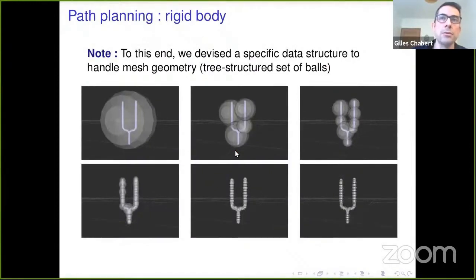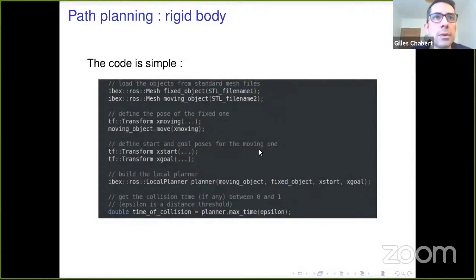And I can show you a quick demo. Just before, a note: to handle the mesh geometry, we devised a clever data structure that is basically a recursive set of balls that represent the geometry at different scales, as you can see on the pictures here. And before running the demo, here's the code. Basically, you have a mesh class defined in the ROS namespace. So you declare 2 meshes, one for the fixed object, one for the moving one.